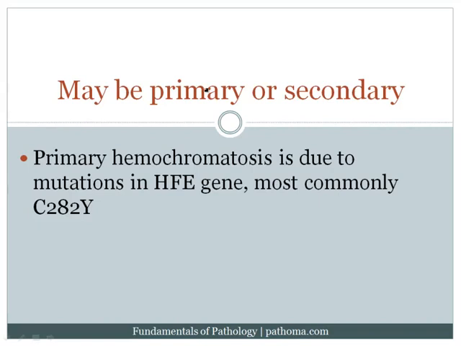Now it's important to note that in primary hemochromatosis, the reason why this enterocyte dysregulation occurs is because you have mutations in a gene called the HFE gene. And the most common mutation is called C282Y.